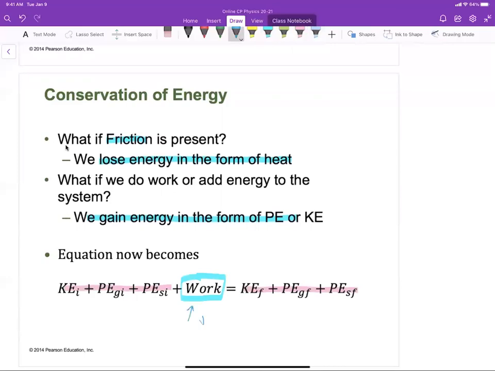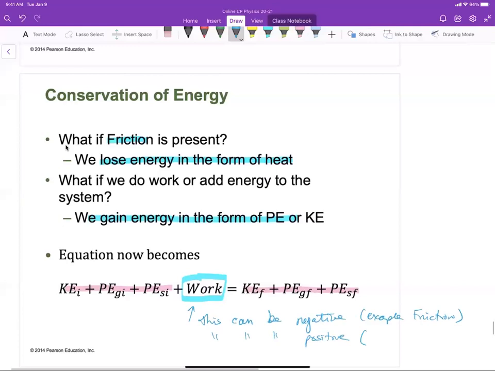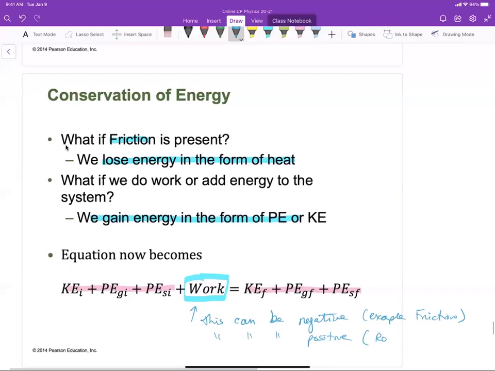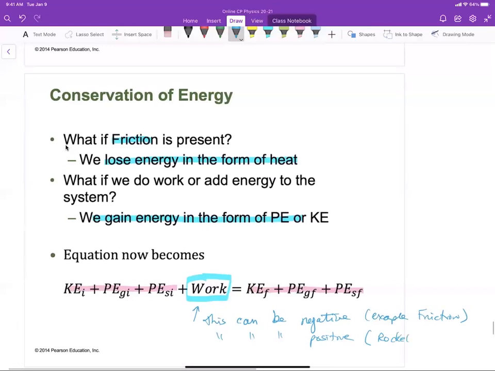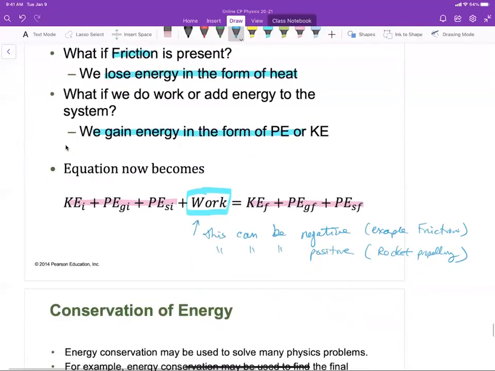This can be negative in the case of friction, for example. Friction is present, so we lose energy due to friction, or this can be positive. Someone has a motor or some type of rocket propelling. So it can be positive or negative.